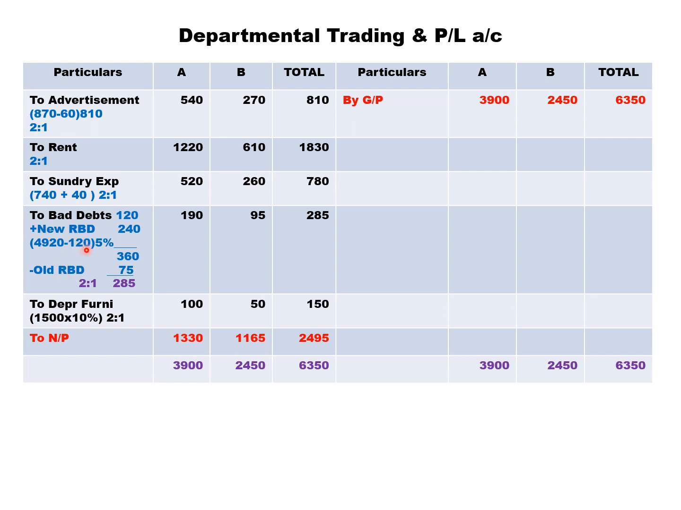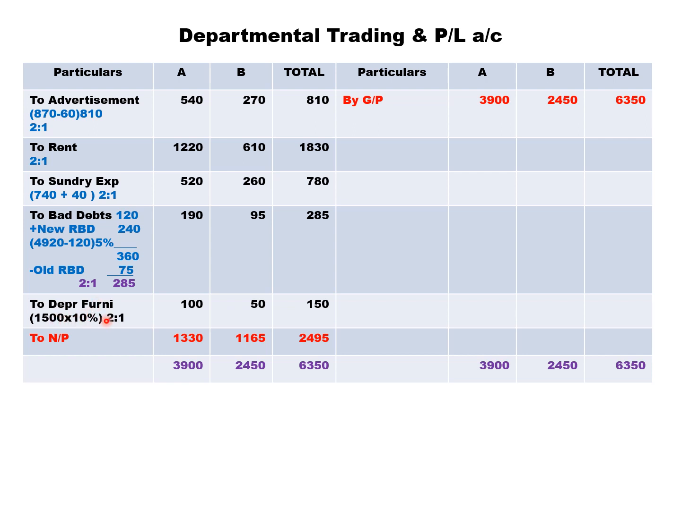So new RBD is at 5% and that 5% is calculated on debtors. So take debtors 4,920, take out the bad debts and then calculate RBD. So for RBD, you should deduct bad debts and then calculate RBD. So 4,920 minus 120, you get 4,800 into 5%, you get 240. So if you add 360, deduct old RBD given in trial balance 75, so you get 285, distribute in 2:1.